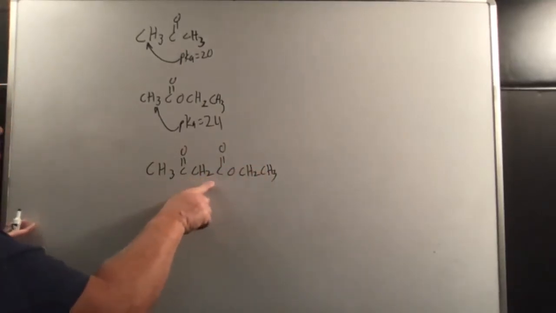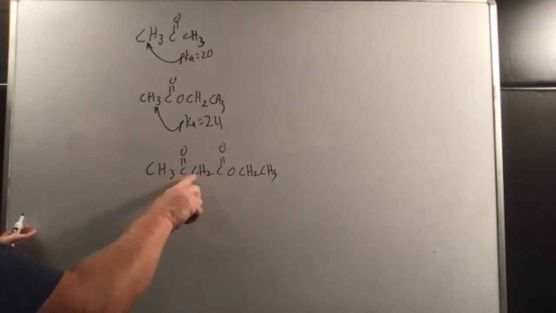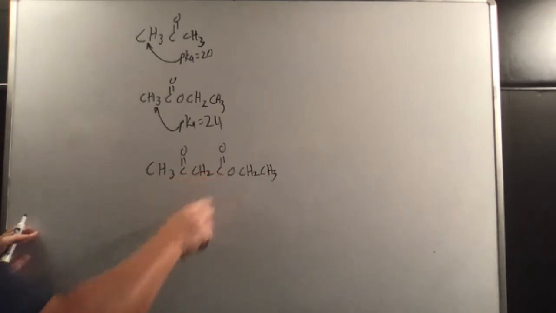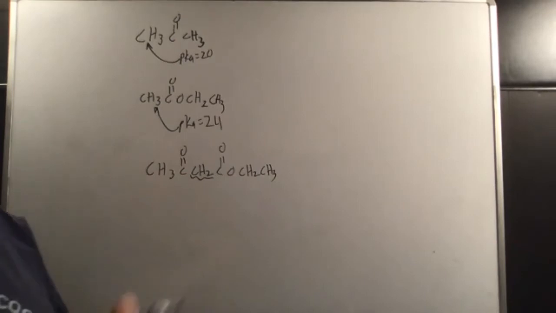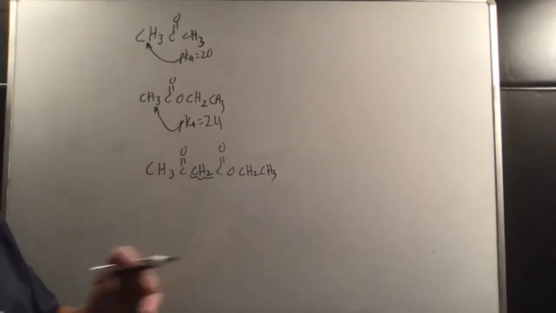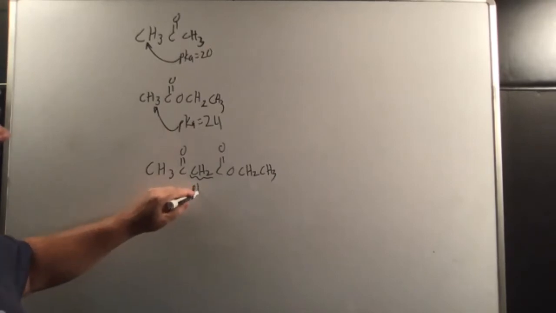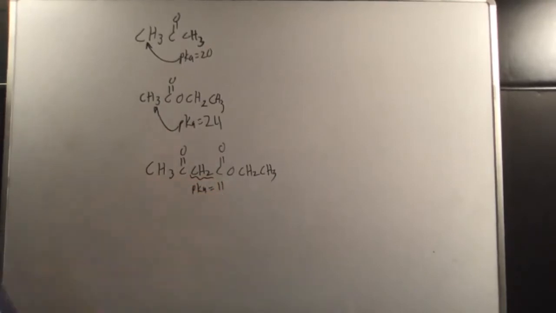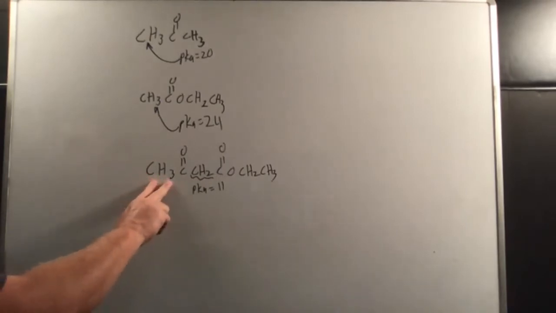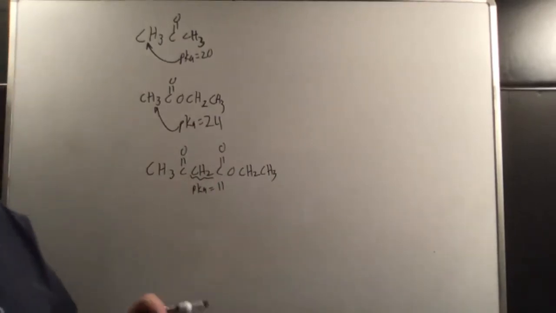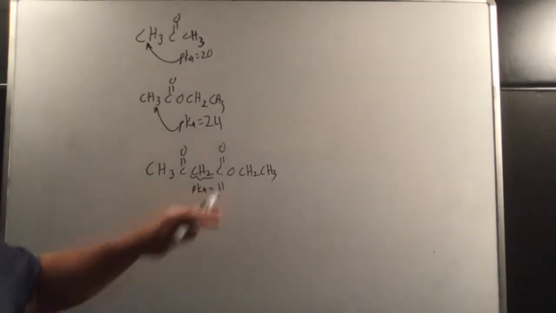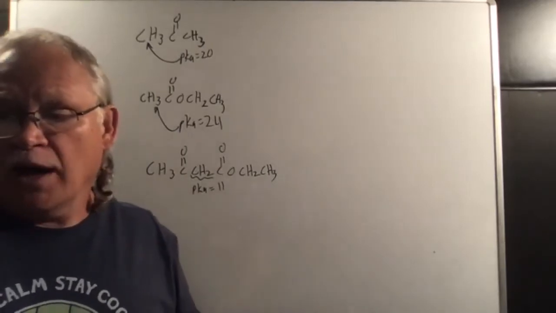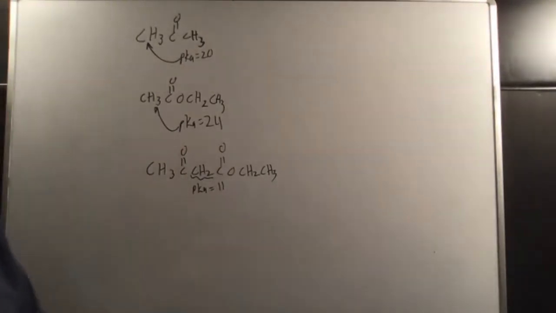Notice these hydrogens are not only alpha to this carbonyl, but they're also alpha to this carbonyl. These two hydrogens are between two C double bond O's. That makes them very acidic. These have a pKa of about 11. Notice these over here would be about 20. Because they're between the two carbonyls, and you can draw the resonance structures for those if you want, they're much, much more acidic. They're even more acidic than water, which has a pKa of 15.7.